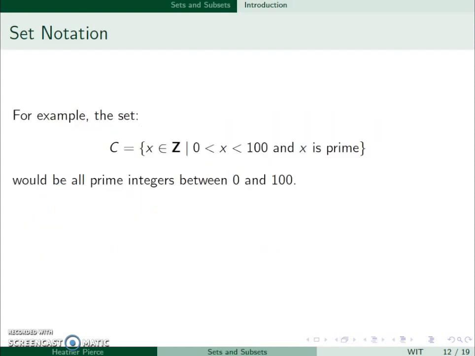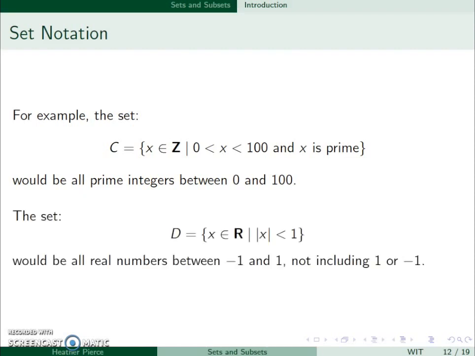So for example, C can be all the elements x in Z such that 0 is less than x is less than 100 and x is prime. So these are all prime integers between 0 and 100. The first statement, x is in Z, indicates that we're dealing with integers. And then we need them to be between 0 and 100, and we need it to be prime.